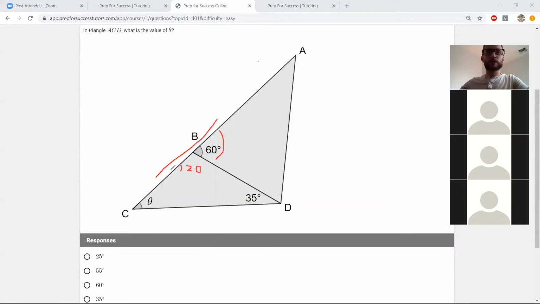And a triangle is 180. So this is 120 plus 35. So that's 155. And then this has to be 25 in that case, because we need to have 180. So theta is 25. That's it.